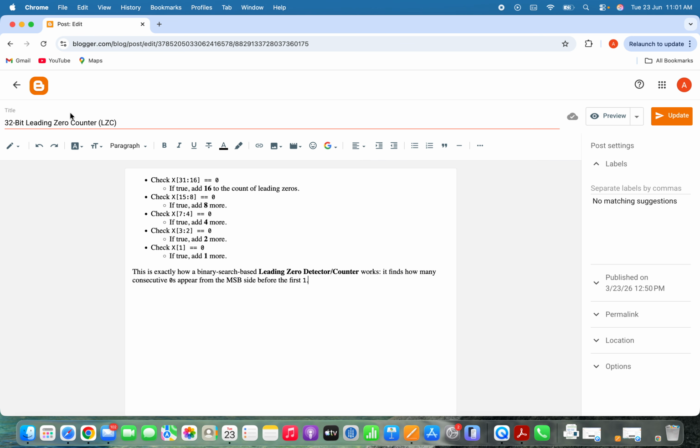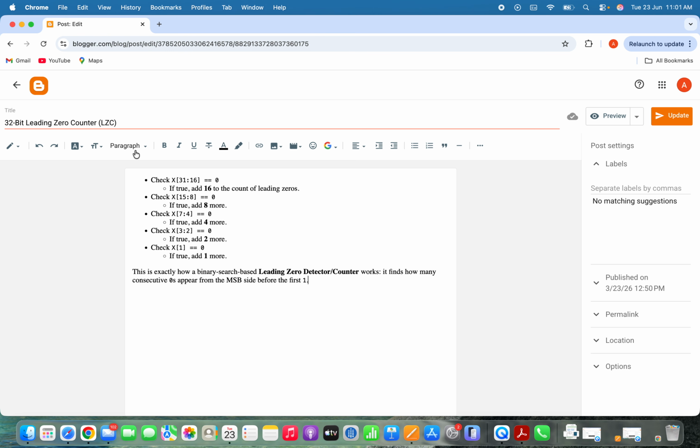For example, if we have a 32-bit input and the bit pattern starts with 5 zeros before the first one, then the output of the leading zero detector will be 5. Now, the straightforward approach would be to examine every bit one by one starting from the MSB. However, for large word sizes such as 32-bit or 64 bits, this approach can become slow. Therefore, to improve the speed, we use a binary search-based technique.